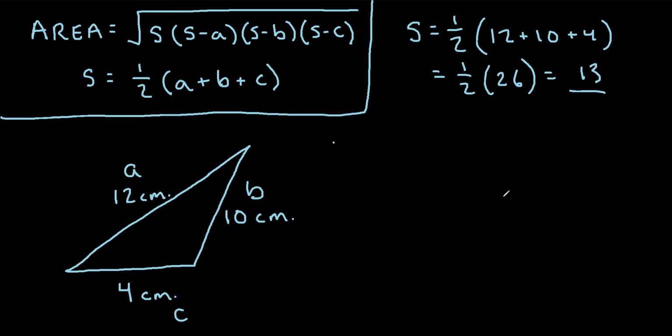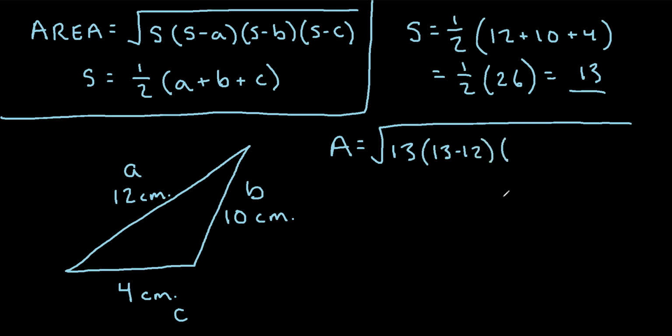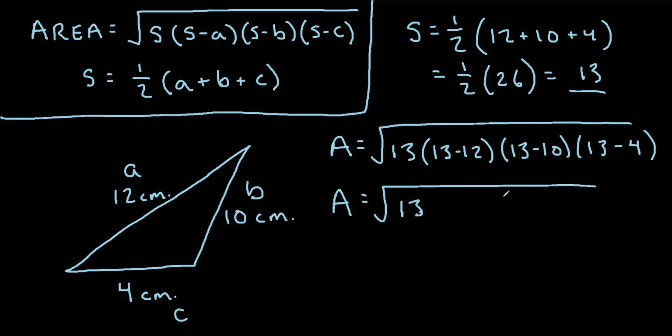So we'll say the area, A, is equal to the square root of, first we have S, which is just 13. Then we have S minus the first side length A. So we get 13 minus 12 times 13 minus the next side length, that's B, or this 10 right here. And then we have 13 minus C, which we said we're going to let be 4. So let's see what we get. We get area is equal to the square root of 13 times 13 minus 12 is 1. 13 minus 10 is 3. And 13 minus 4 is 9.